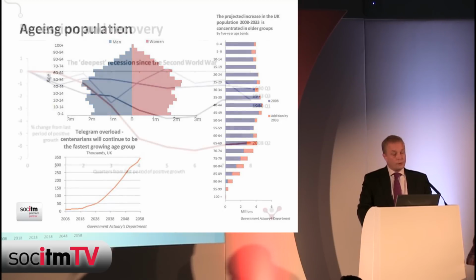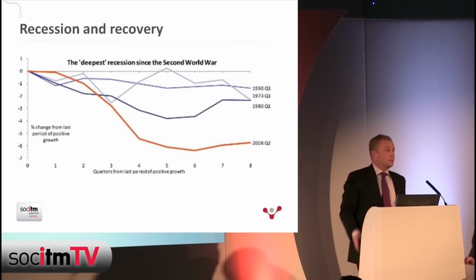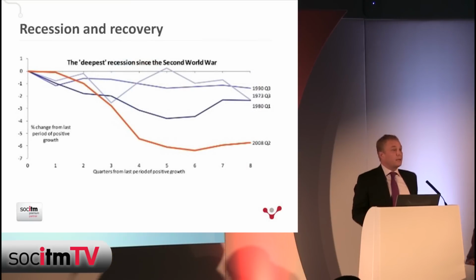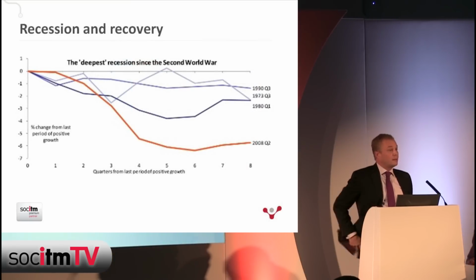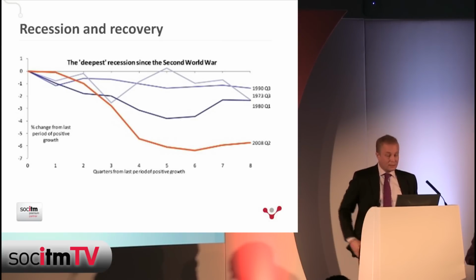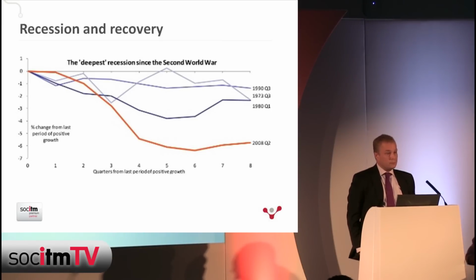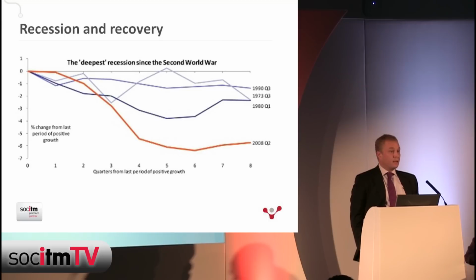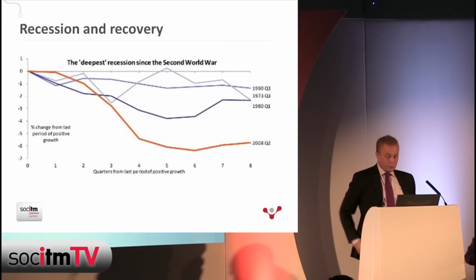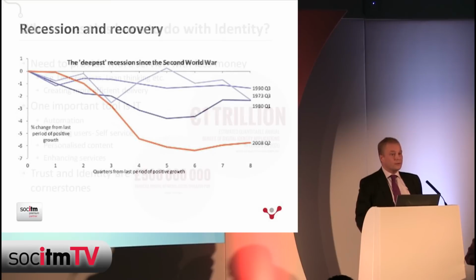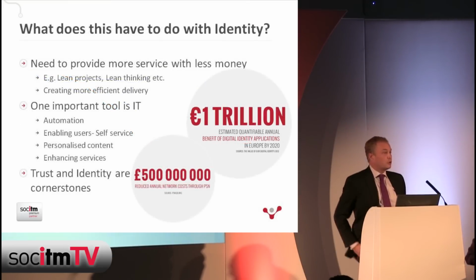So let's look at one of the short-term variables. I think the comedian yesterday was talking about, do you feel that you've come out of the recession? Well, not really, was more or less the answer, but this is the deepest recession since the Second World War. So of course it's affecting the amount of money you have to spend in local government. So what does this have to do with digital identities?